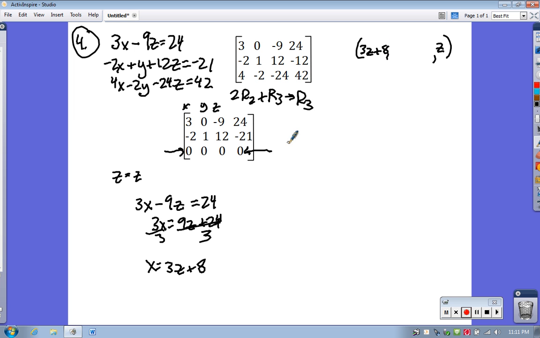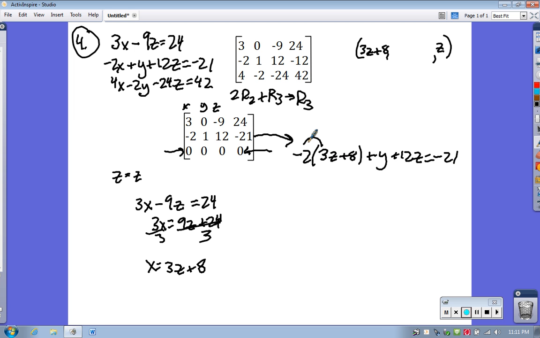And now what I can do is plug both those statements into here to solve it for y. So I have -2x, but I know x is in terms of z, 3z plus 8, plus 1y, plus 12z equals -21. So then now from here, I can do some algebra, solve for y, get everything in terms of z.